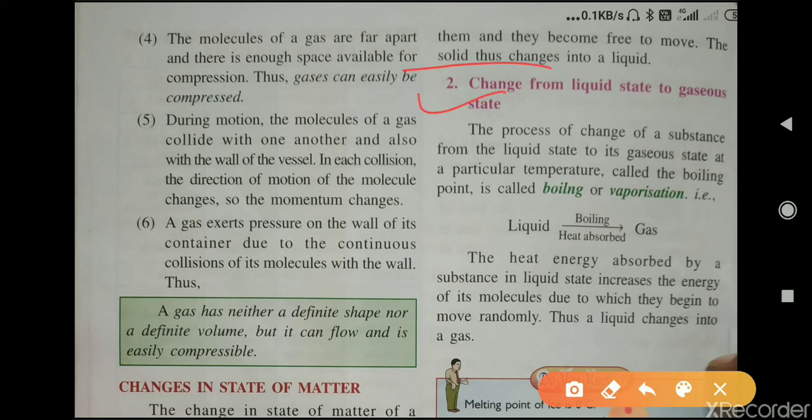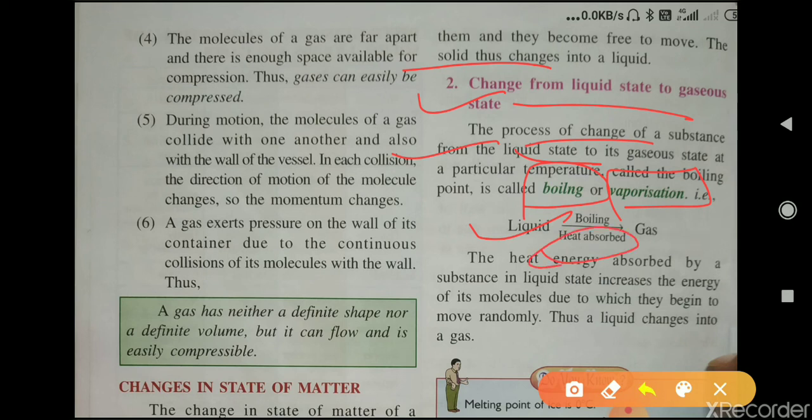Okay, and second is when change occurs from liquid state to gaseous state. In this, the process of change of a substance from its liquid state to its gaseous state at a particular temperature, that temperature is called boiling point. And the process of this change from liquid state to gaseous state at that particular temperature is boiling or vaporization, means that process is known as boiling or vaporization when a liquid on absorption of heat changes to gas.